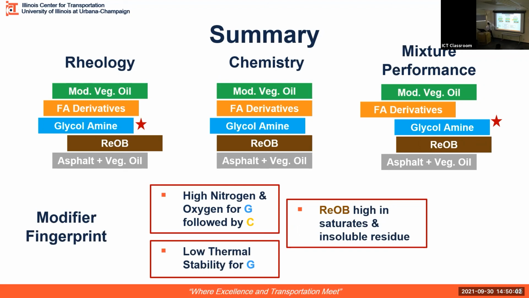Modifier G in general was high in nitrogen. Modifier C, which was a fatty acid derivative, was also high in nitrogen. Typically, nitrogen-based compounds are good in resisting oxidation. They're good oxidation inhibitors, so that might add to the behavior of these modified binders. Rheob was high in saturates and insoluble residue, which kind of supports why we were not seeing anything in the chemical tests we performed, but we definitely saw it in rheology and mixture performance.